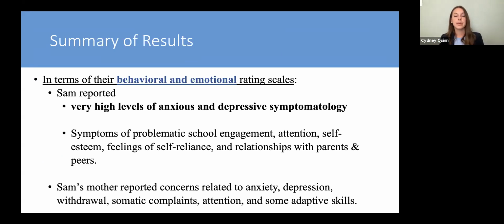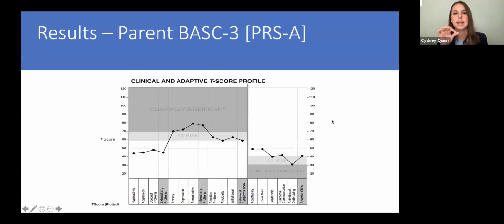And then Sam's mother reported concerns related to anxiety, depression, and also noted withdrawal, somatic complaints, some attention problems, and some difficulties with adaptive skills. So let me show you their BASCs. So this here is the mom's BASC 3 clinical and adaptive scores. So you can see anxiety is clinically significant, depression is clinically significant, somatization is clinically significant.